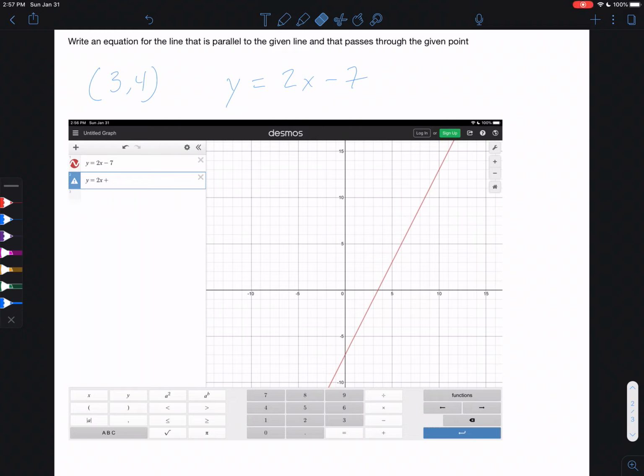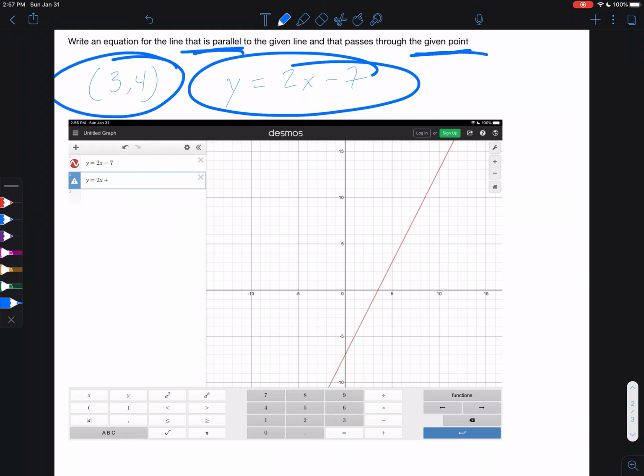So this problem, you've got to find an equation for a line that's parallel to a given line. And they give you the line here. It's got to pass through a given point. It's got to go through that point right there. That's given. So here I've got y equals 2x minus 7 graphed, but that doesn't go through 3, 4. 3, 4 would be over 3, up 4, right here. So we want a line that goes through that point right there, but it needs to be parallel.